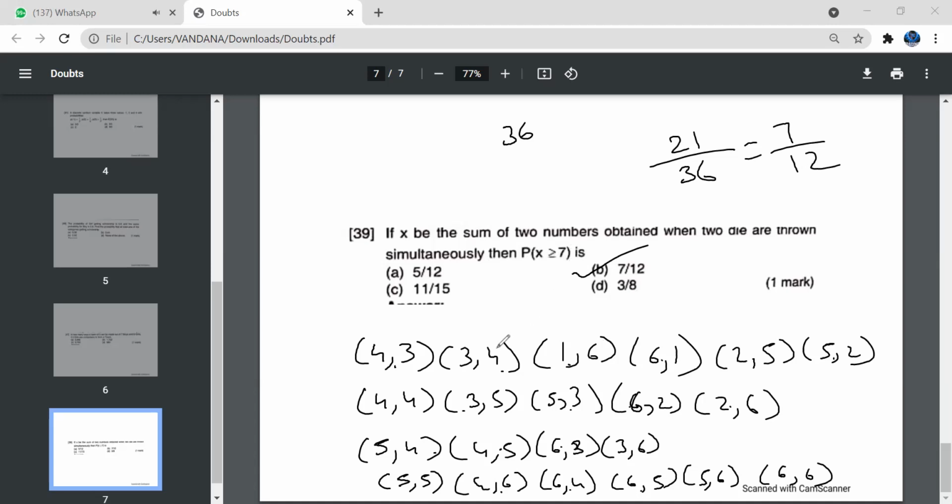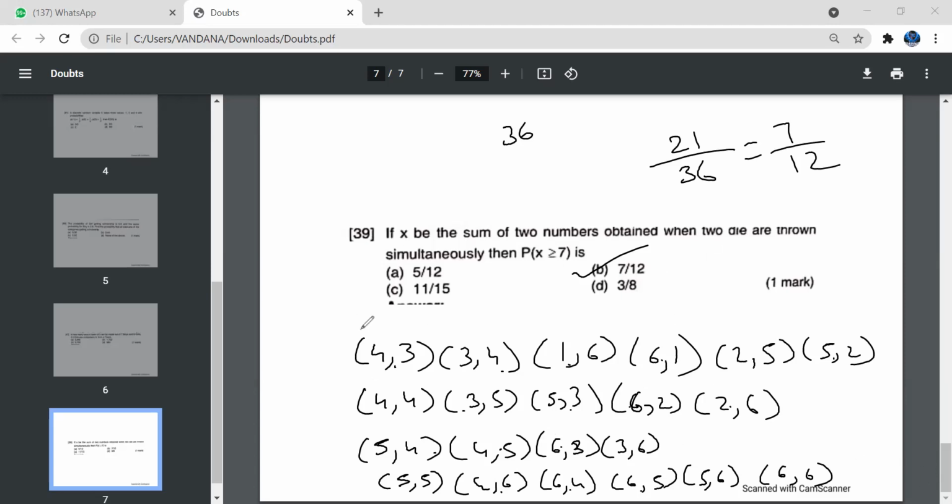Greater than म्हणजे काय? 7 तर येतच नाही डायस मध्ये. म्हणजे मग addition of the numbers on the dice should be greater than 7 or 7. So this is 7. This is the addition 7. This is addition 8, addition 9, 10, 11 and 12. याच्यापेक्षा जास्त तर additionच येणार नाही. So it is 21 by 36, that is 7 by 12.